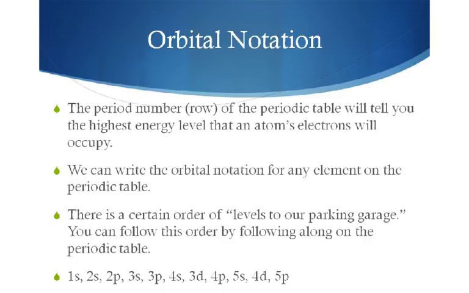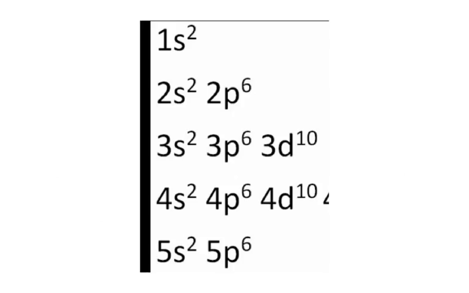You can follow this order along on the periodic table. This order, 1s, 2s, 2p, 3s, 3p, 4s, 3d, 4p, 5s, 4d, 5p, you need to know and become very familiar with if you're not already. One way that you can help remember the order is by drawing an arrow diagram. Some of you might have seen this if you watch some videos online.